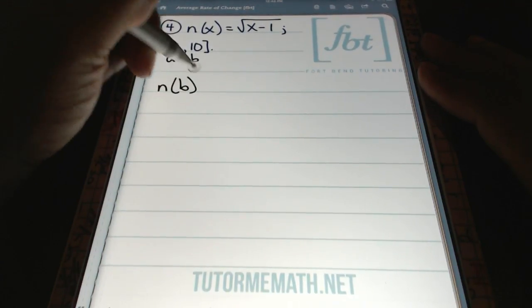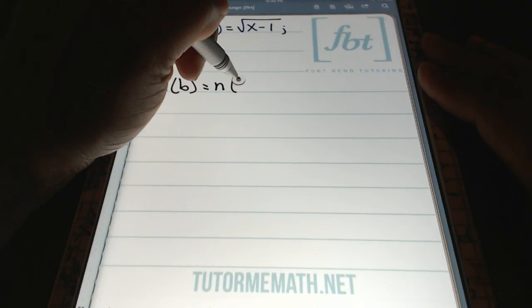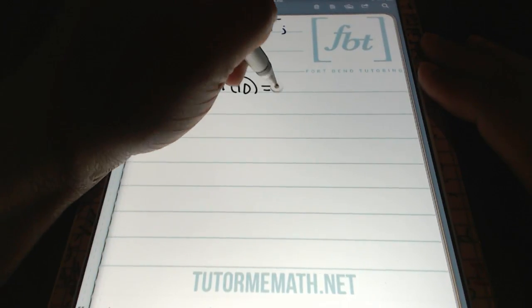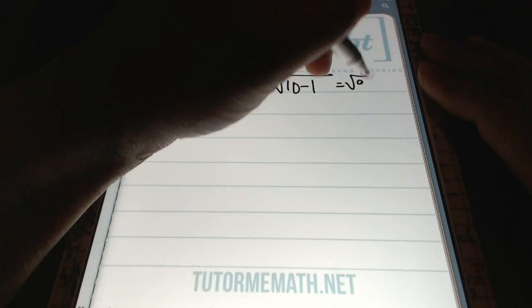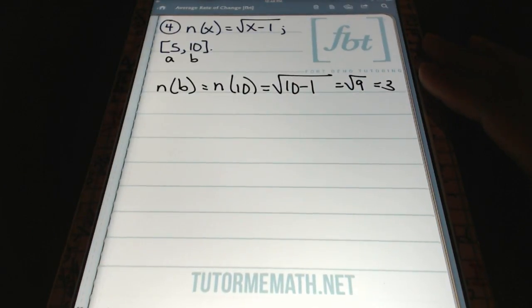All right. So this n of b is actually going to be n of 10. Plugging this in, you'll end up with the square root of 10 minus 1, which gives you the square root of 9, which is 3. So the first value that we have is 3.